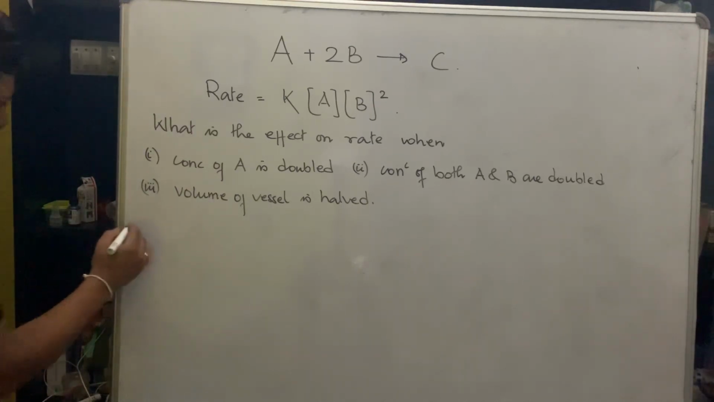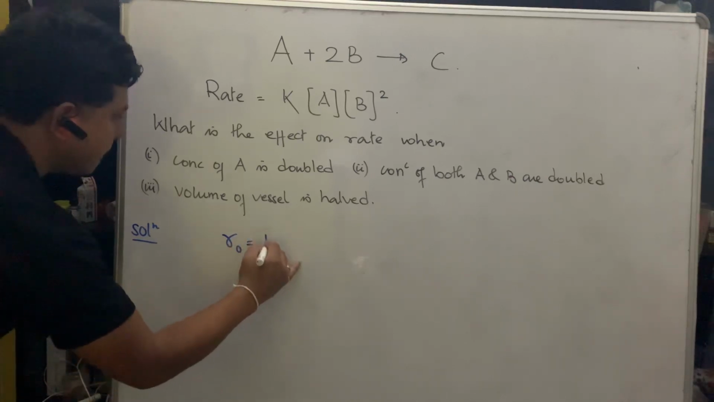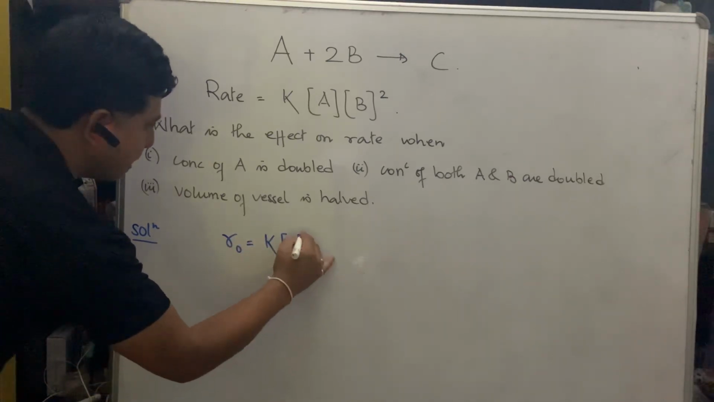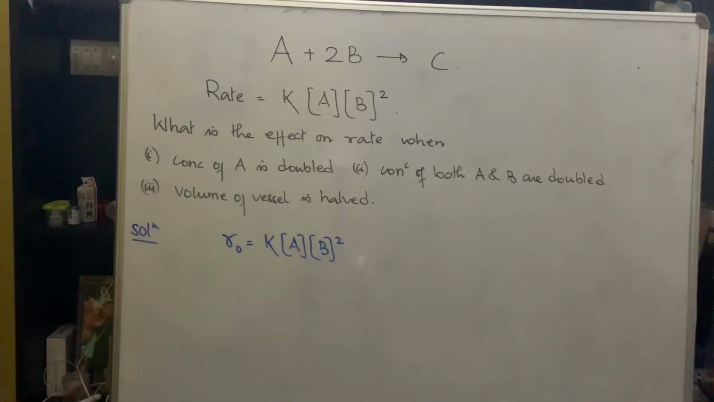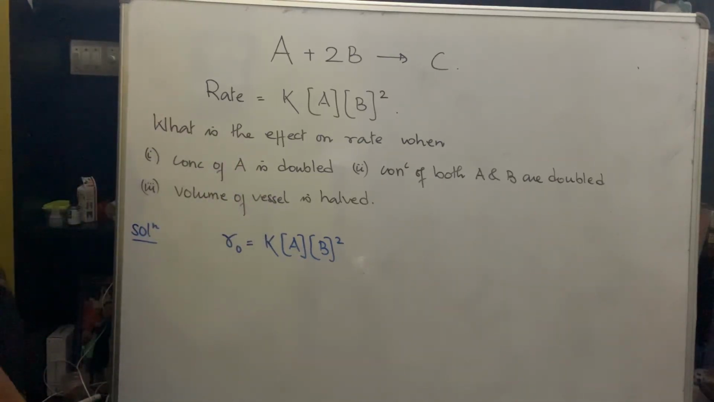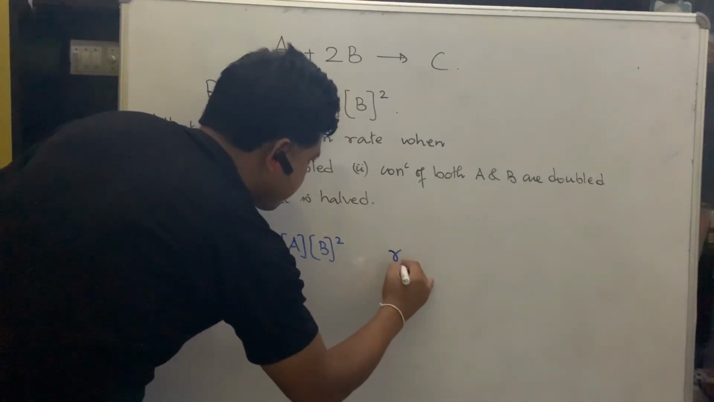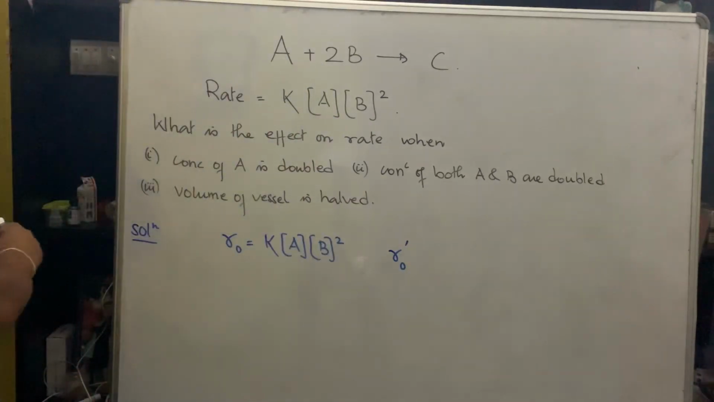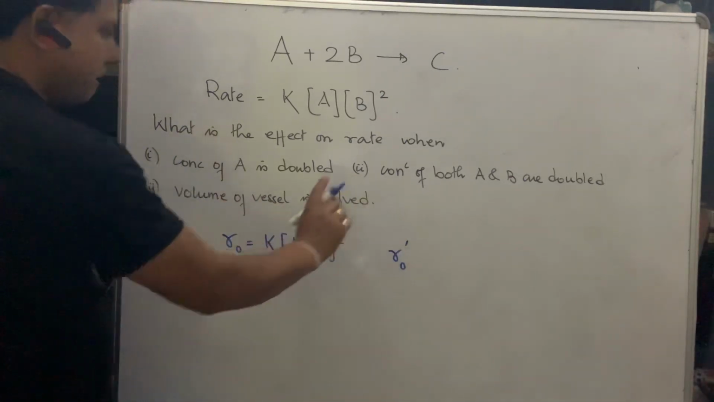Okay. So what is the initial rate expression? I'll just write down rate as R naught is equal to K [A][B]^2. Fine. Now what is happening? You are doubling the concentration of A. As soon as you double the concentration, obviously the rate is going to change. So I'm just denoting the new rate by R naught dash.